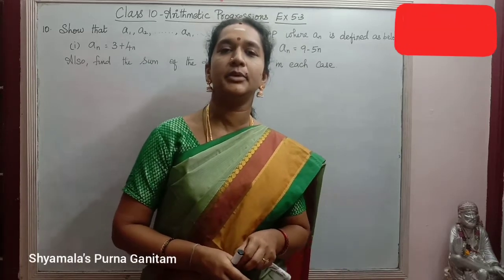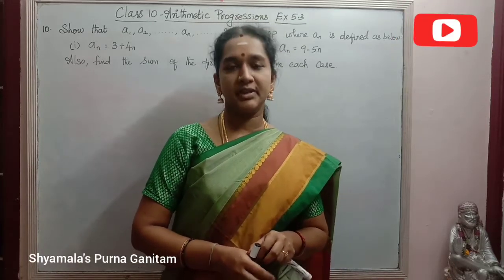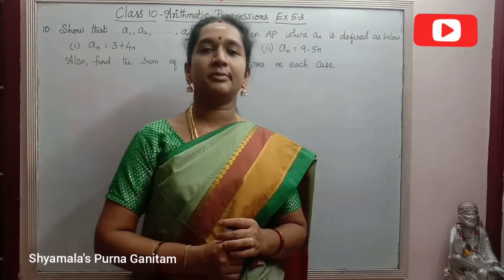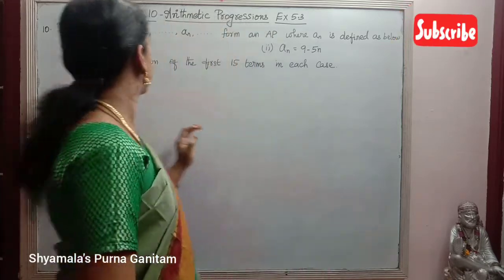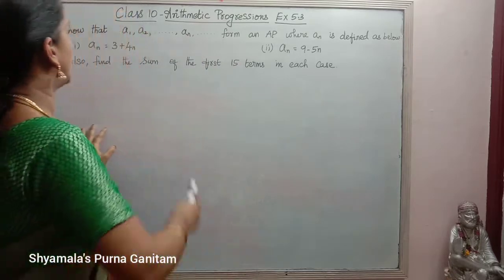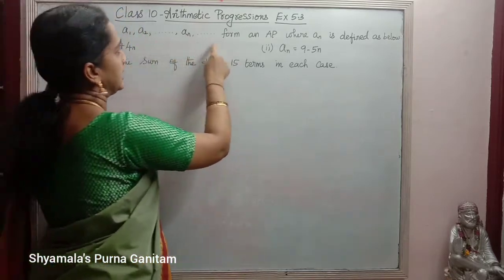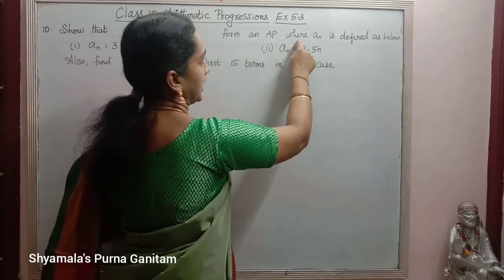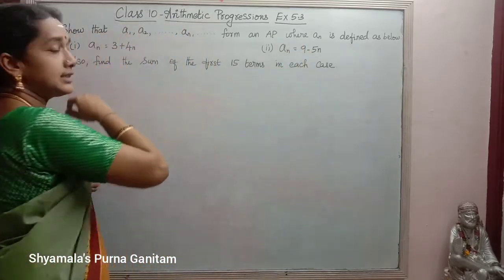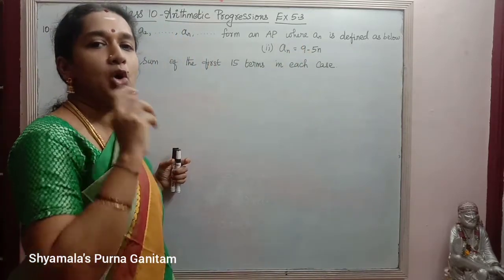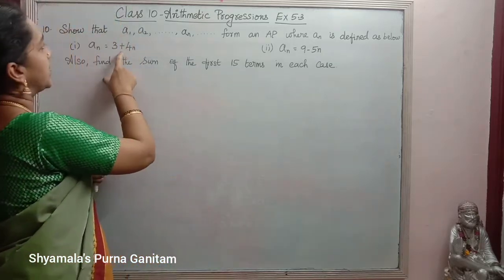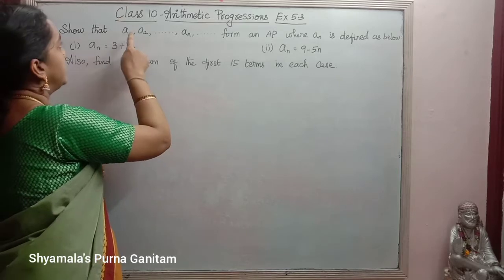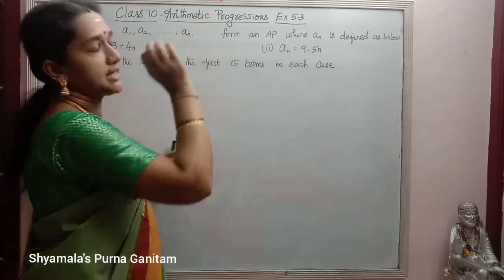In this class, I will be doing class 10 CBSE syllabus, 5th chapter Arithmetic Progressions, exercise 5.3. Sum number 10. Show that A1, A2, AN form an AP where AN is defined as below. So the general form of the sequence is given. We are asked to show that it is an AP.